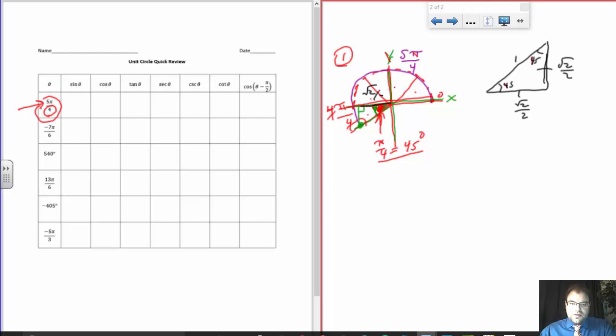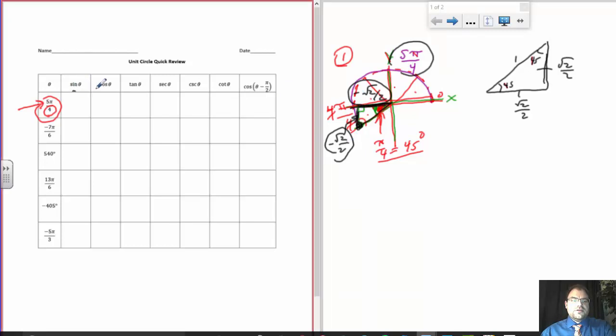This side right here is also root 2 over 2, except these are both negative, because we're looking at this coordinate right here in the third quadrant. Both x and y are negative. So what I found by doing this is that this x displacement on the x-axis is the cosine of 5 pi over 4, and this y displacement is the sine of 5 pi over 4. So I actually have these two answers. The sine is the y value, which is negative root 2 over 2. The cosine is the x value, which is the same: negative root 2 over 2.